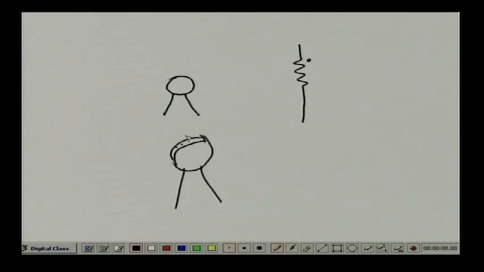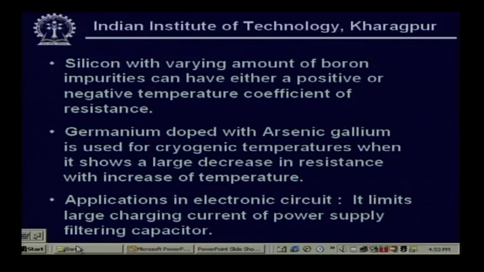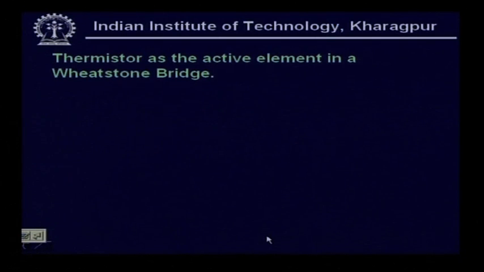Whereas in the case of thermistors used as a sensor, you will find it like this one on a glass, so it is a glass coating. They put a thermistor there, and a wire is coming out. If I go back, now a thermistor can be used as an active element in a Wheatstone bridge, because you know it is a resistance change.